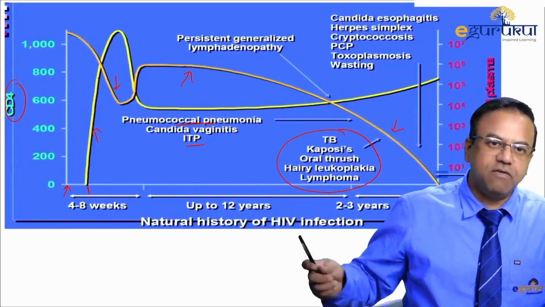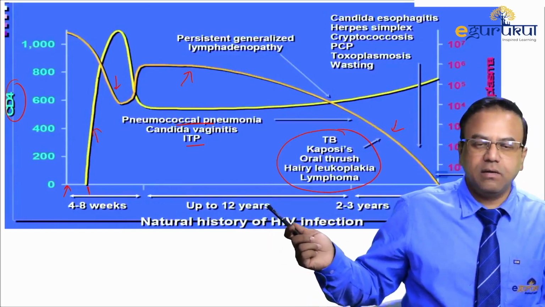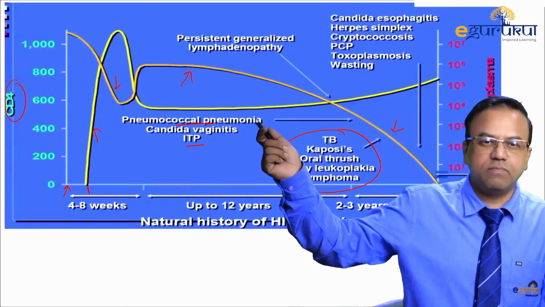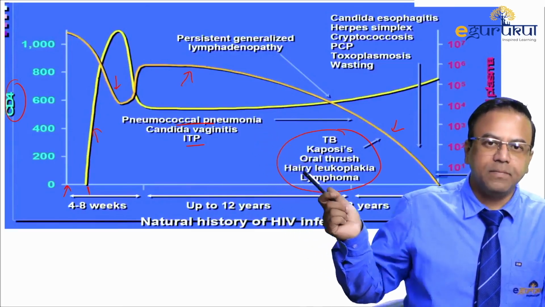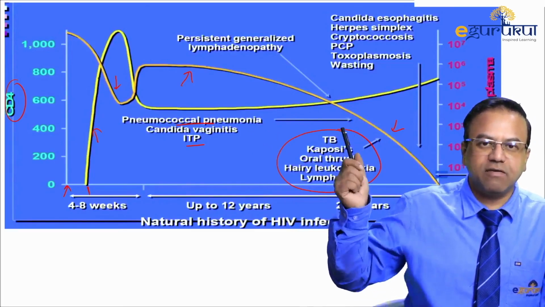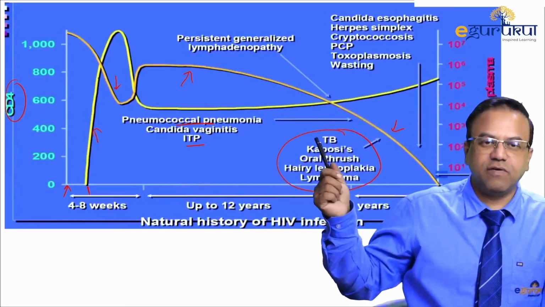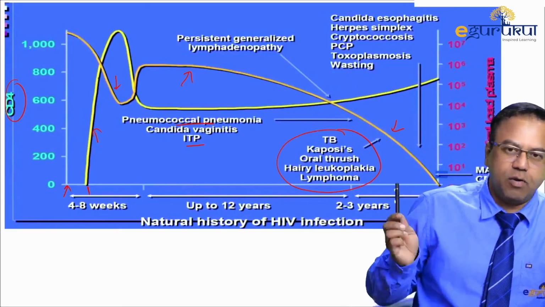So you notice then initial 4 to 8 weeks we're talking about acute HIV syndrome. In the asymptomatic phase, which can last up to 12 years sometimes, you don't notice much except for some pneumonias, Candida vaginitis, ITP. These problems can occur. Then much later you start noticing the symptomatic phase, and in the symptomatic phase you can get all these opportunistic infections. Sometimes you get a persistent generalized lymphadenopathy. So all these are problems that can occur.